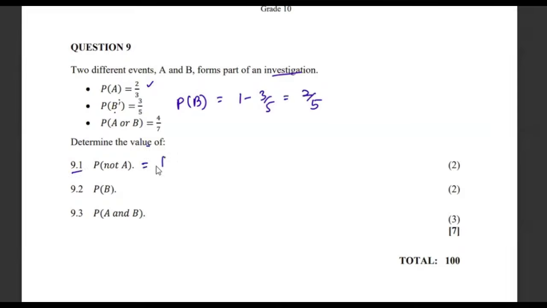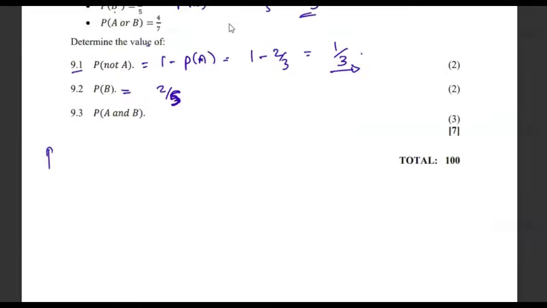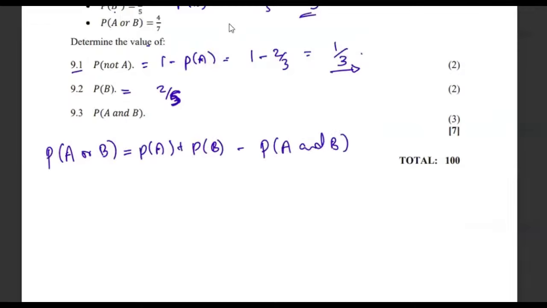So not A will be 1 minus probability of A, meaning that 1 minus 2 over 3, we get 1 over 3. And then find the probability of B. We already found it here, which is 2 over 5. And then find the probability of A and B. So you go back to the formula that tells you probability of A or B is the same as the probability of A plus the probability of B minus the probability of A and B. Substitute.